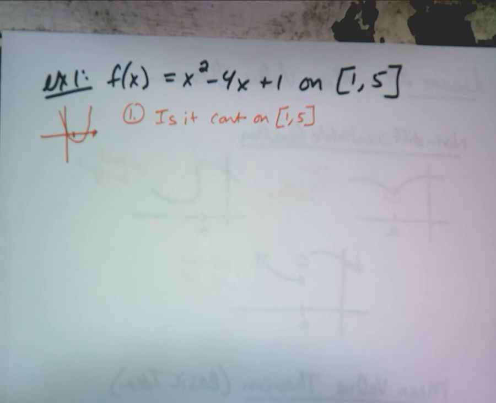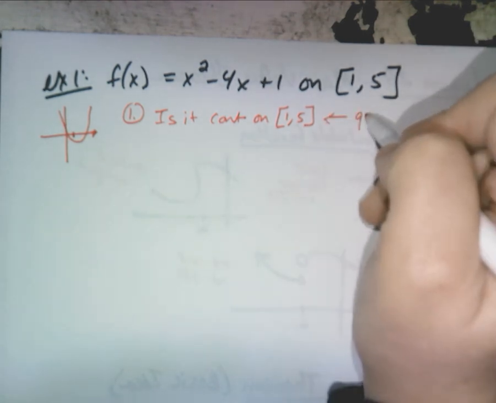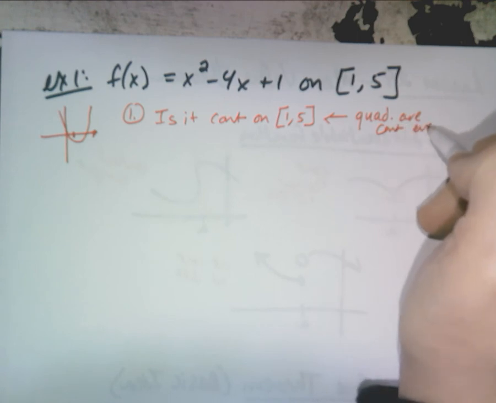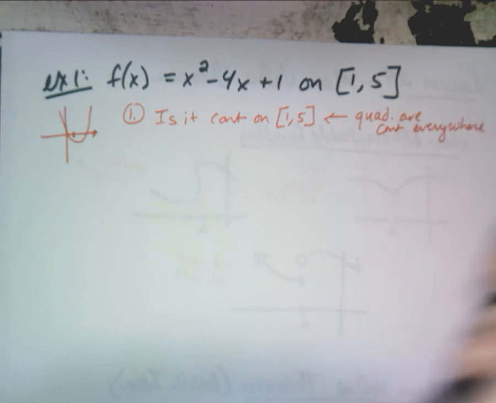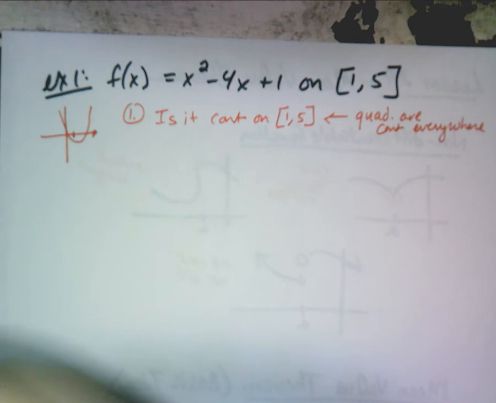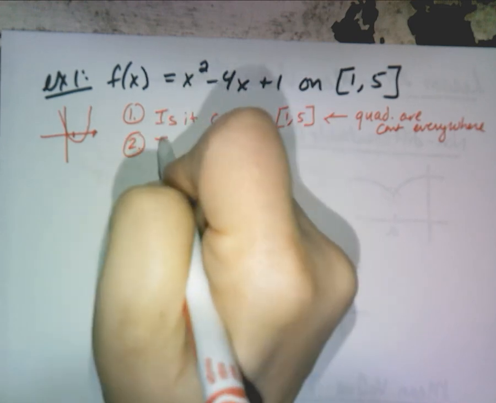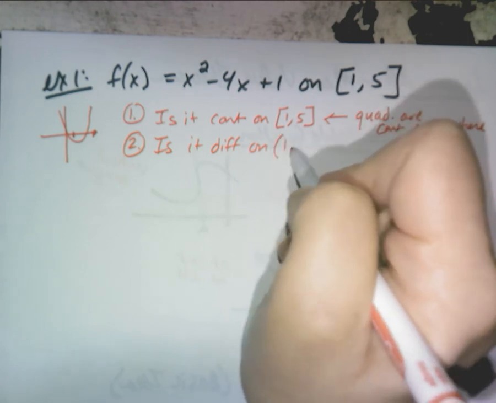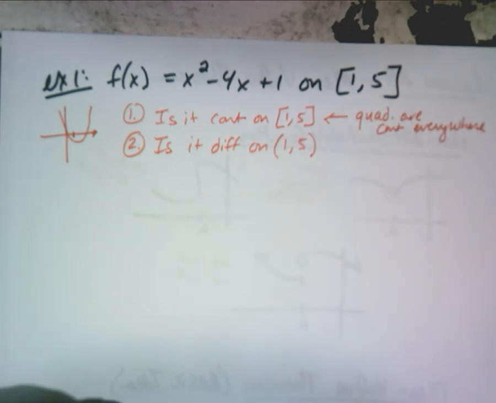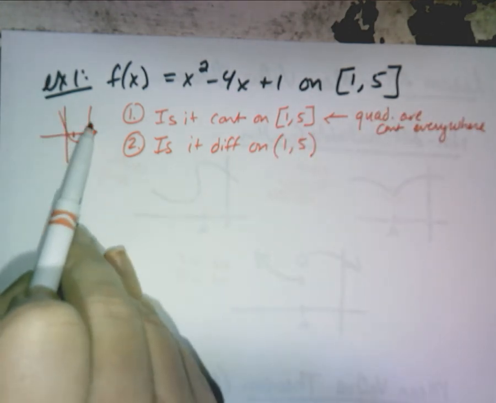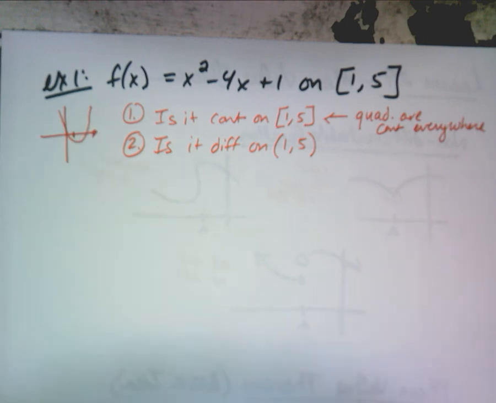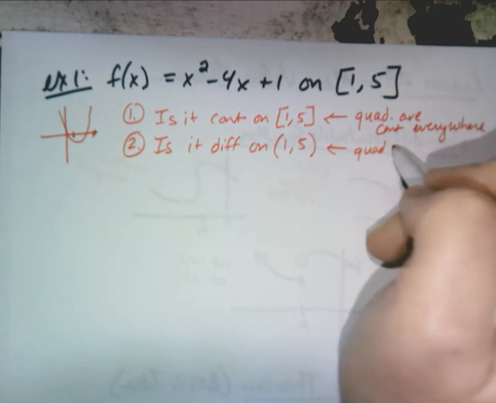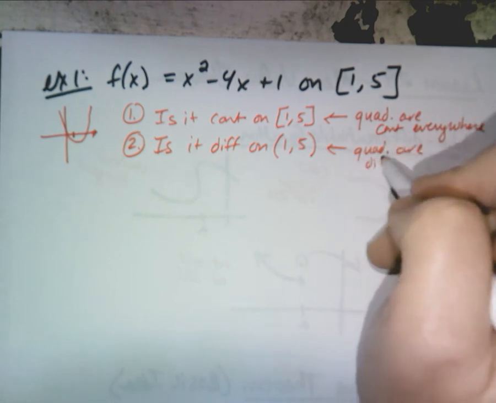Quadratics are always continuous, y'all. We talked about that before, okay, when we did continuity. Quadratics are continuous everywhere. So we've passed test 1. Test 2, though, asks, is it differentiable on the open interval 1 through 5? And again, can I take a derivative everywhere of a quadratic? I can. Quadratics, you can take a derivative everywhere. So that's the beauty of that. So quadratics are differentiable everywhere.